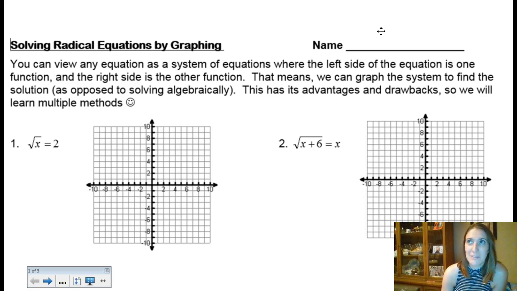There are some advantages to doing it this way. There's some drawbacks, just like everything in math. So you have to decide as to what tools you have available to you. And then you're going to be responsible as a student for all methods of solving. This is just one of them.